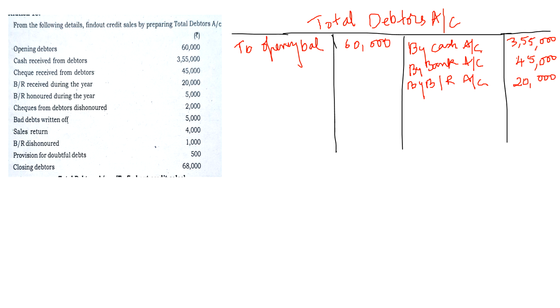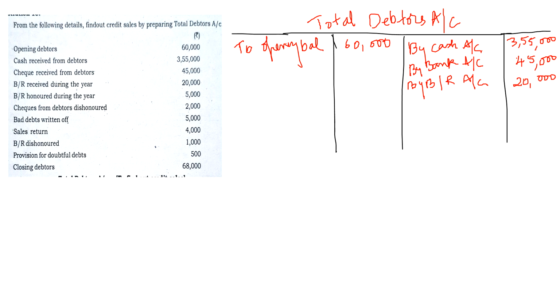Okay. Next item you have is bills receivable honored during the year. Here honored means you received the amount on bills receivable. For that the entry will be cash account debit to bills receivable. So you are not finding the total debtors there, so that will not appear in the total debtors account. That will not be recorded. Remember, when you have bills honored, that has to be ignored.